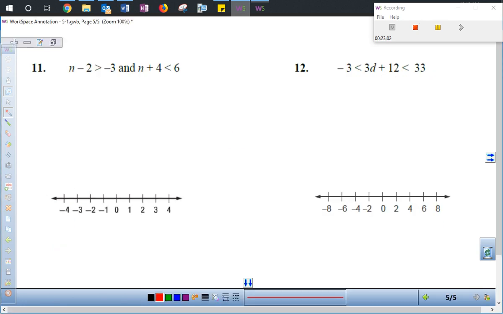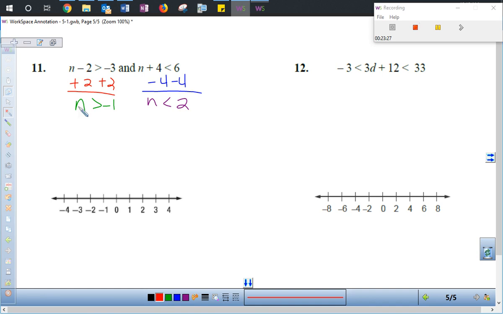What I'd like you to do is pause the video and just solve the two inequalities on 11 by yourself. Then come back and we can graph the helper graphs together. Alright, hopefully when you solved your first inequality, you were left with n is greater than negative 1. And then when you solved your second inequality, you were left with n is less than 2.